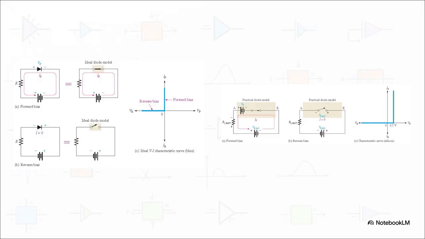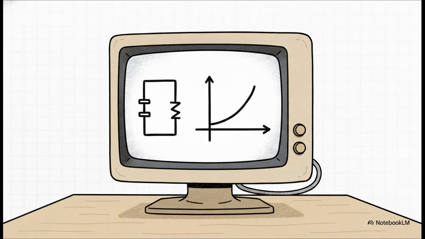For a quick back-of-the-napkin troubleshooting session, we use the ideal model. This treats the diode as a perfect frictionless switch, just on or off. But for actual circuit design, we really need the practical model. By factoring in that 0.7 volt drop, which we represent here as a tiny opposing battery, we account for that barrier potential. I mean, if you're designing a delicate 5-volt power supply, ignoring a 0.7 volt tax would completely ruin your entire circuit.